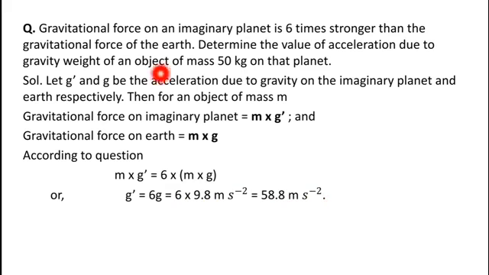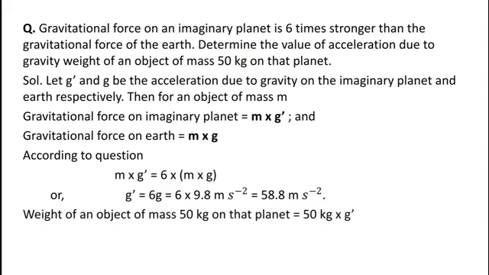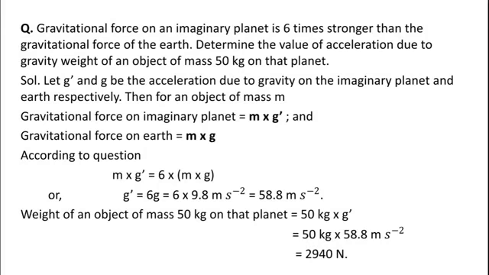Now we have to calculate the weight of an object of mass 50 kilogram on this planet. So the weight of an object of mass 50 kilogram on that planet is equal to mass, that is 50 kilogram, into acceleration due to gravity on that planet. Acceleration due to gravity on that planet is g dash, which is equal to 58.8. So we have written 50 kilogram into g dash. Let us put the value. So 50 kilogram into 58.8 meter per second square is equal to 2940 Newton, which is our required answer.